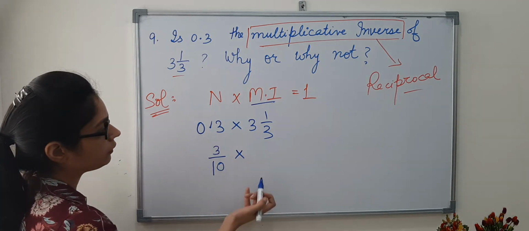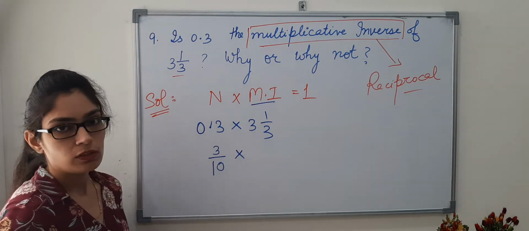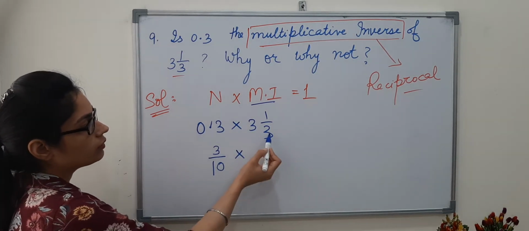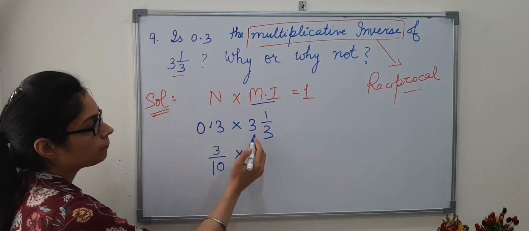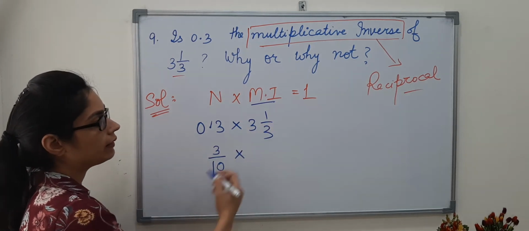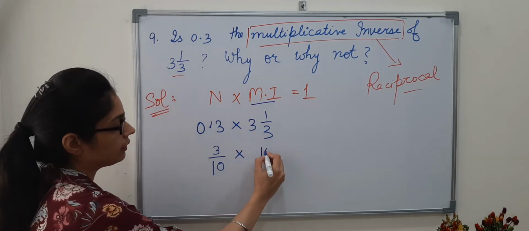Now let's continue here. This is a mixed fraction. Every one of us knows how to change it into fractional form. These two numbers I will multiply: 3 into 3 is 9, and this number I will add. 9 plus 1 is 10.